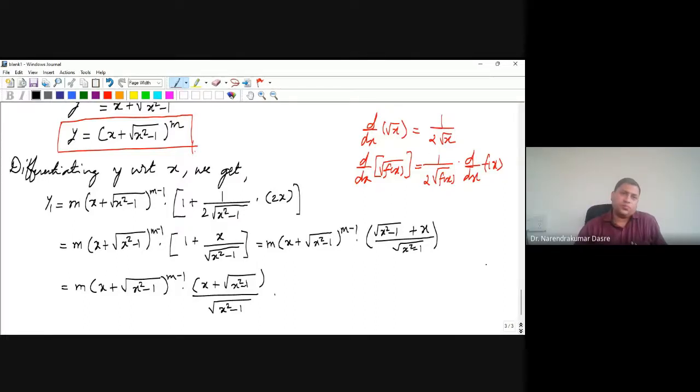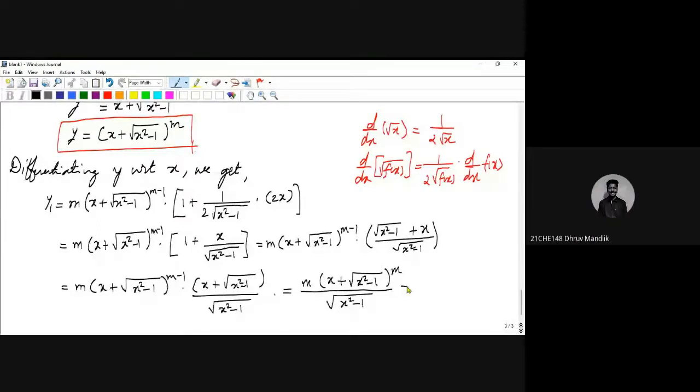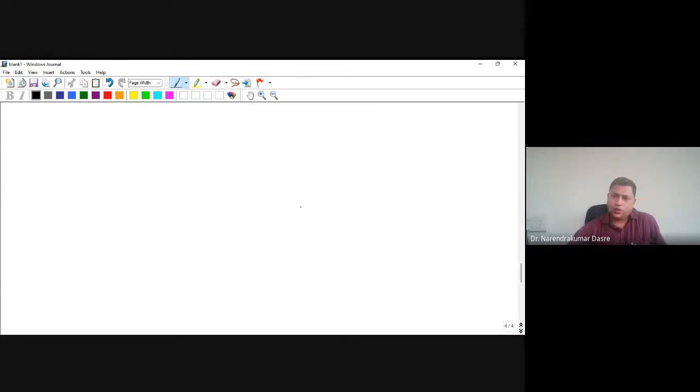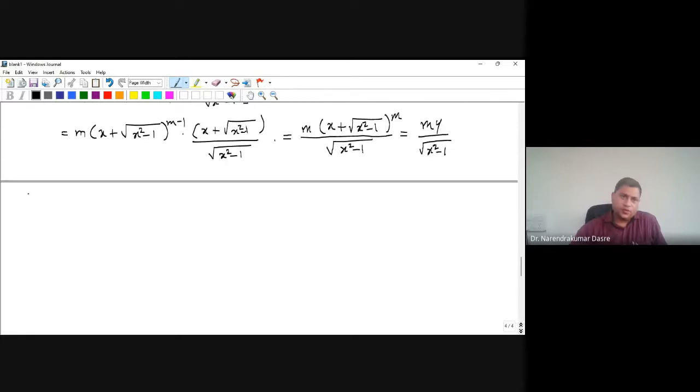Okay. So now we need to simplify. So what we can have is, you can see this is going to be m x plus root of x square minus 1, can I write it in a bracket as m upon root of x square minus 1? See, this term and this term are going to be the same. So we can multiply, and instead of m minus 1, we can write it as m. So is that okay? Yes, sir. And this is what exactly? This is y into m upon root of x square minus 1. So what we have simplified, we can see this is going to be y1. So we got y1 is equal to my upon root of x square minus 1.